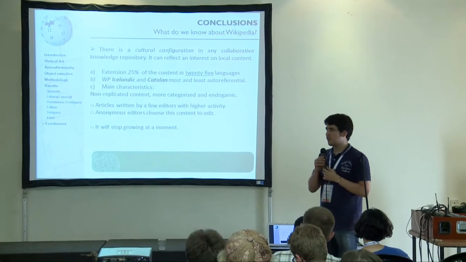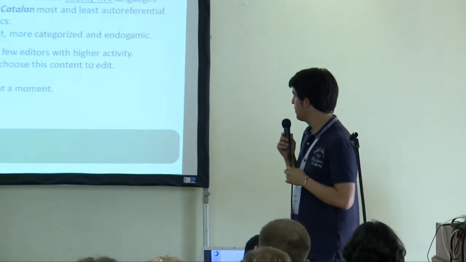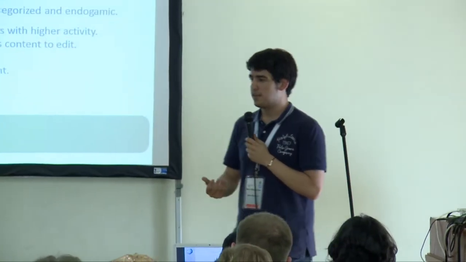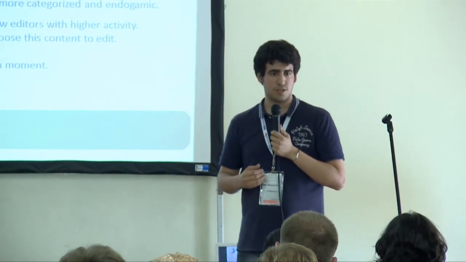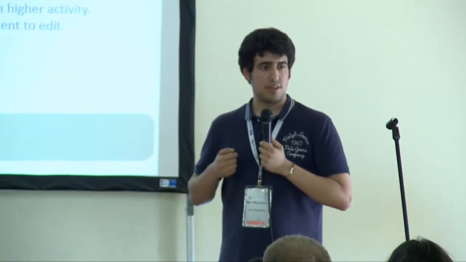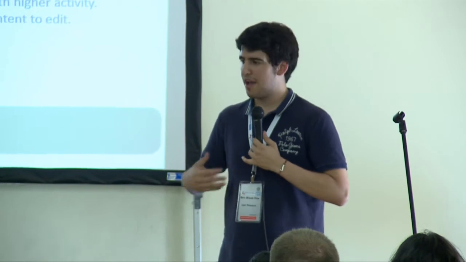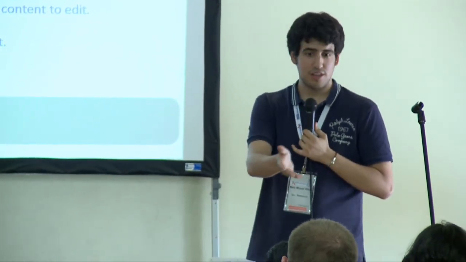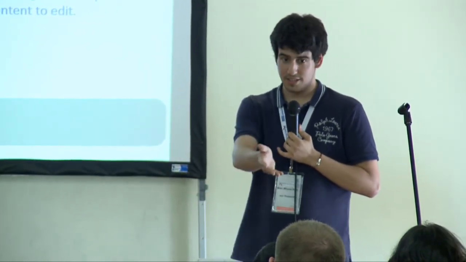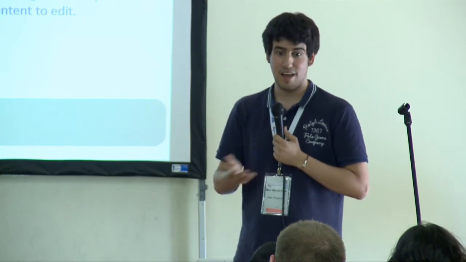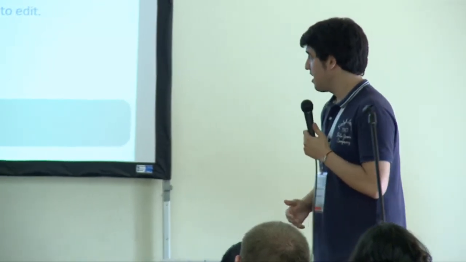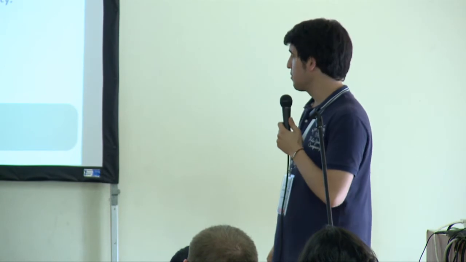And the main characteristic is that it's not replicated. It is more categorized, and that's an interesting conclusion as well. When we are writing about ourselves or what we have closer, we want to have more categories. So it makes sense that the Russian one, with Stalin, has 50. And finally, it will stop growing at the moment.